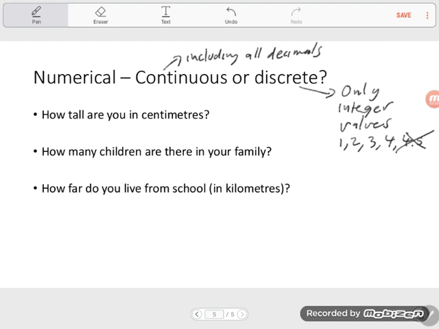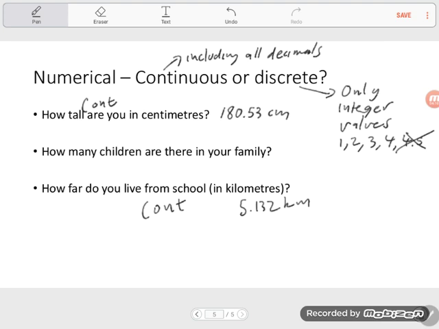So, how tall are you in centimetres? Well, you don't have to be exactly 180 centimetres or whatever you are. You might be 180.53 centimetres. That is continuous. That type of data, how tall you are in centimetres. Same with how far you live from school in kilometres. It's unlikely that you would be exactly 5 kilometres from school. You might be 5.132 kilometres. Once again, a continuous value.